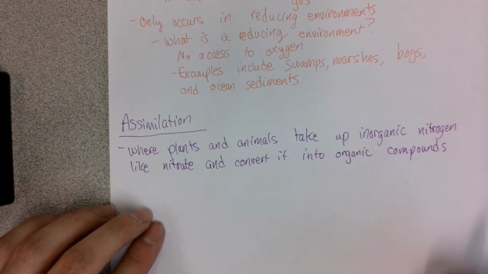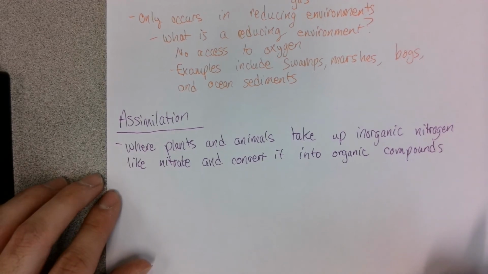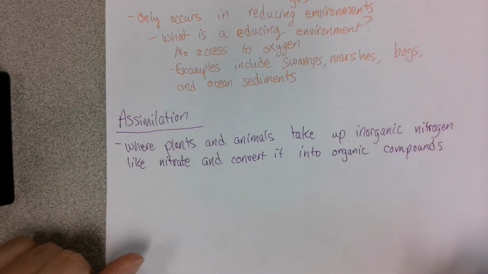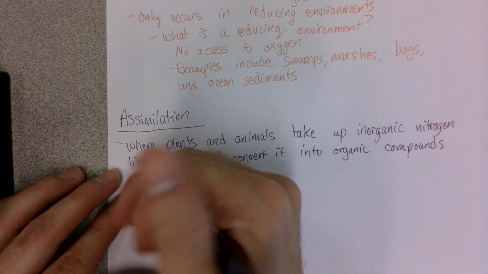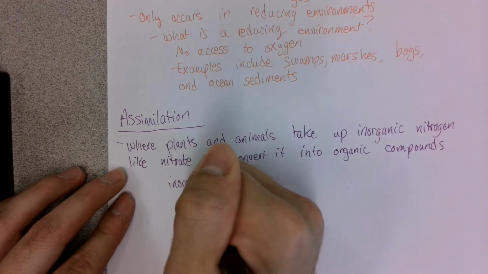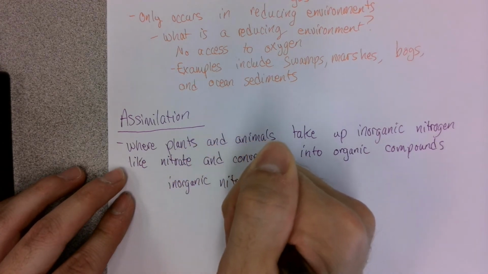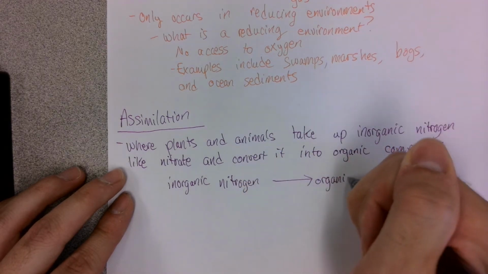This is basically where you are eating plants or you're eating animals to get your daily dose of nitrogen. Okay, so that's assimilation. And usually the assimilation is going to be inorganic nitrogen to organic nitrogen, just like that.